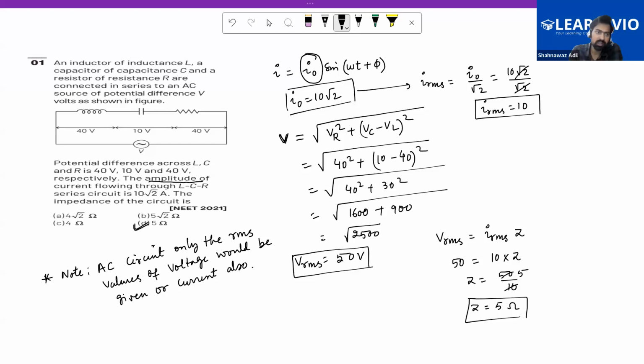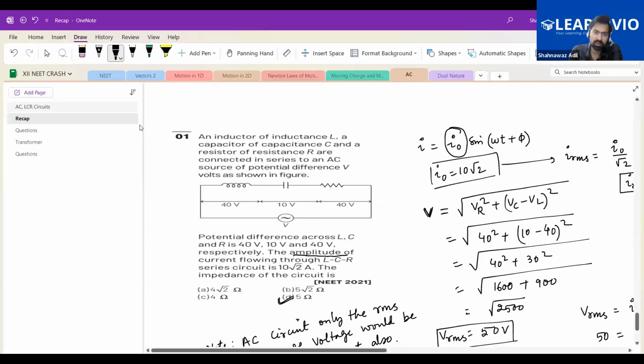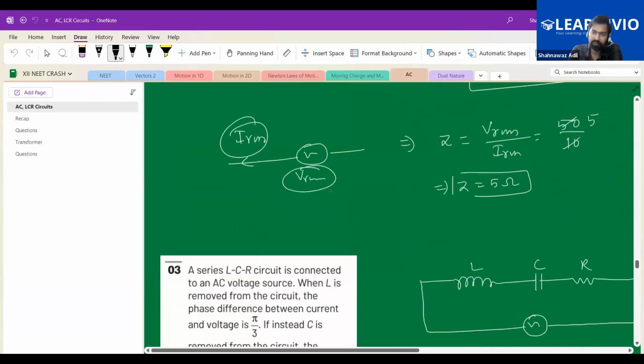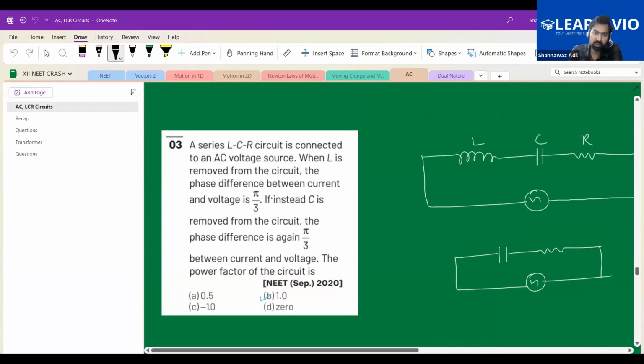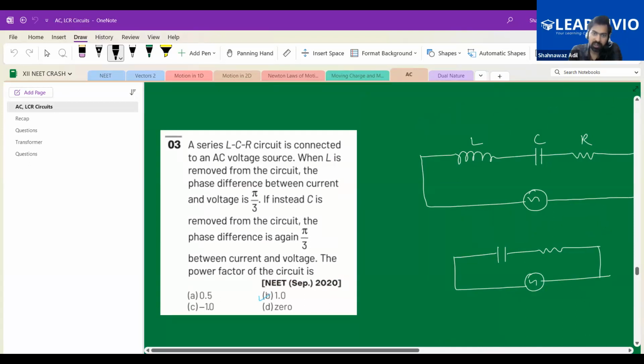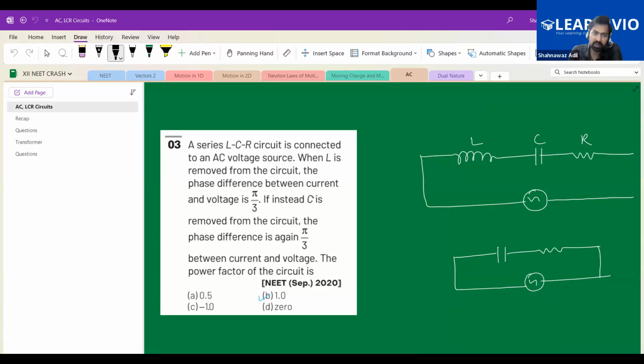Right. Let us take the simple question. A series LCR circuit is connected to an AC voltage source. When L is removed from the circuit, the phase difference between current and voltage is pi by 3. Instead, if C is removed from the circuit, the phase difference is again pi by 3. Then the power factor of the circuit is. Okay, good. So this one is another important question.